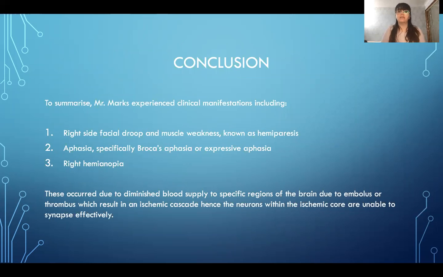These occur due to the diminished blood supply to specific regions of the brain due to embolus or thrombosis, which results in an ischemic cascade. Hence, the neurons within the ischemic core are unable to synapse effectively.